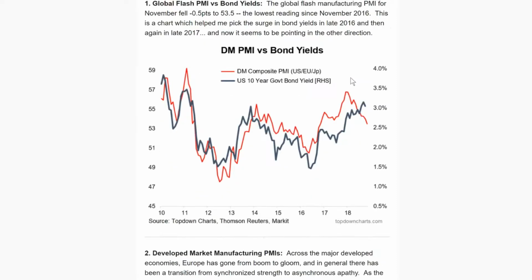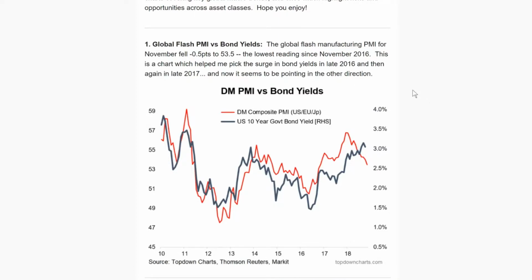And the first one here is the flash PMI for developed markets, the composite, versus the US 10-year bond yields. In the red line there, what we've got is a composite of the market PMIs. It's GDP weighted. The most recent reading is the November flash reading, which is a preliminary reading before the end of the month.